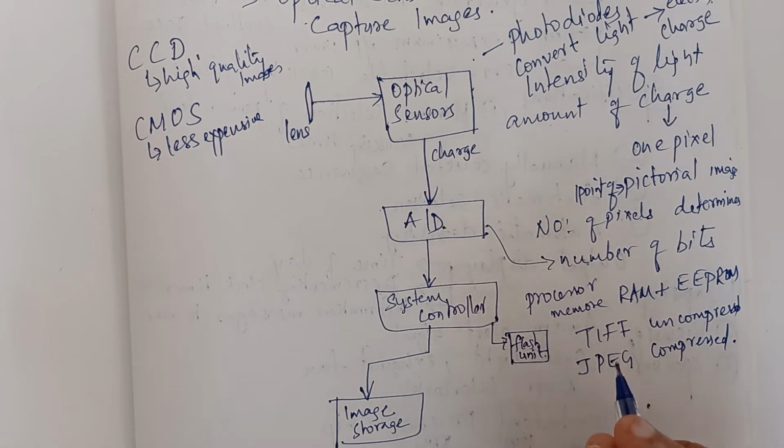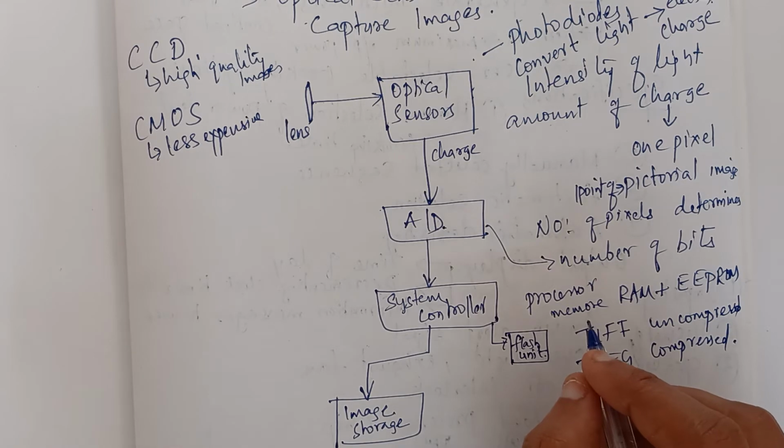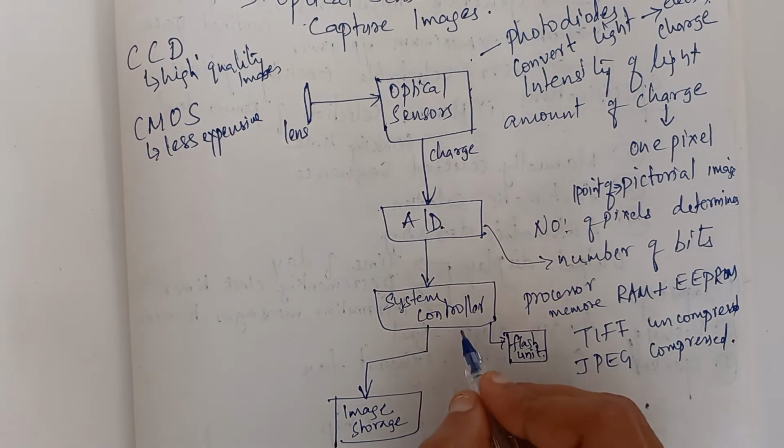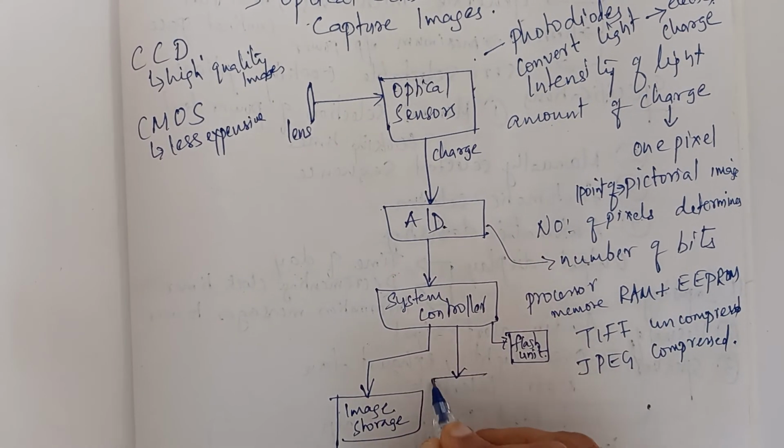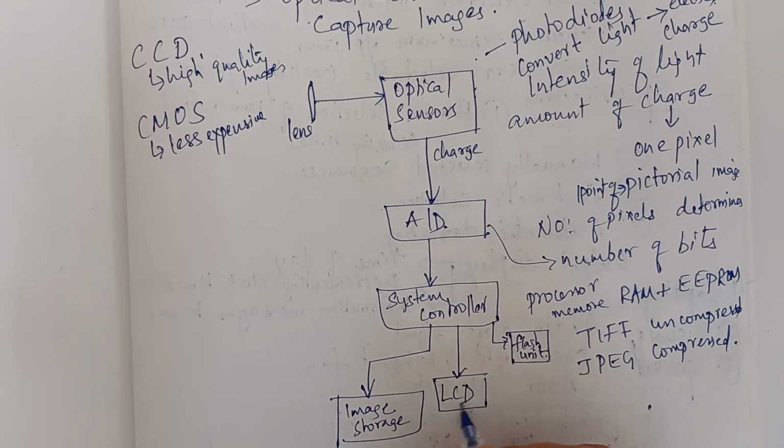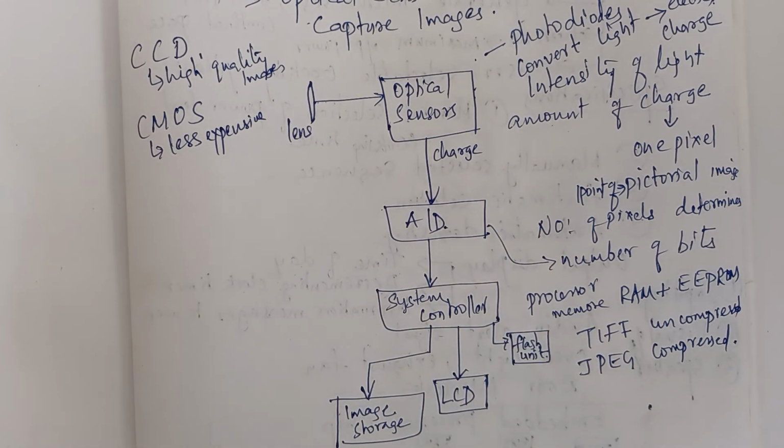See, now we have captured and processed the image that can be displayed in LCD. So that means we should have an LCD screen. Only if there is an LCD screen can it be displayed. And this LCD screen should be included in the camera.